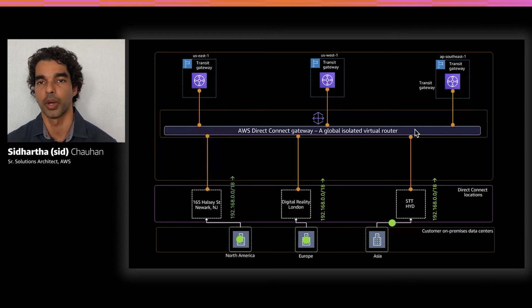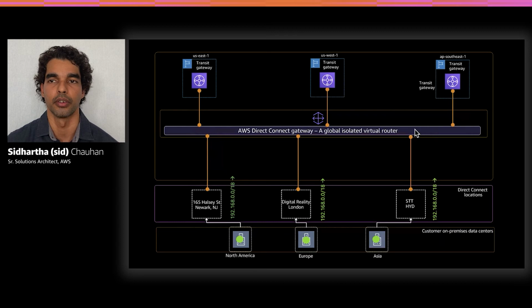Traffic coming from US West will always prefer Digital Realty London. Traffic coming from AP Southeast 1 will always prefer Hyderabad, because those are associated Direct Connect locations to that region, and that's always preferred.